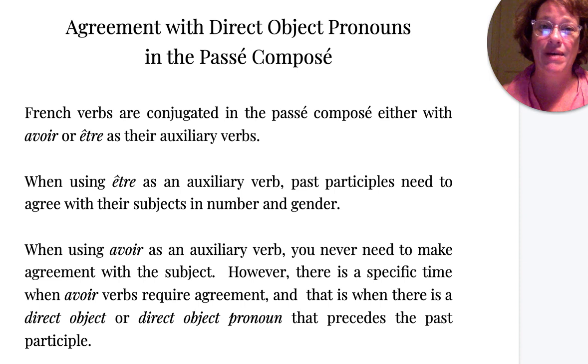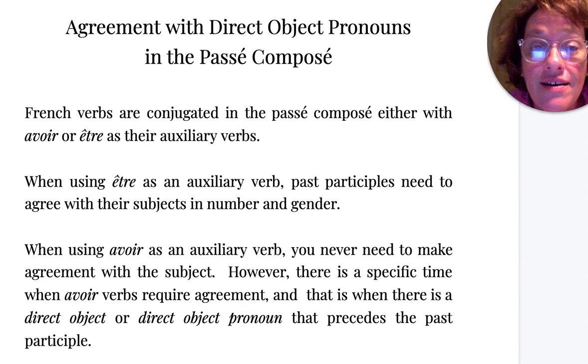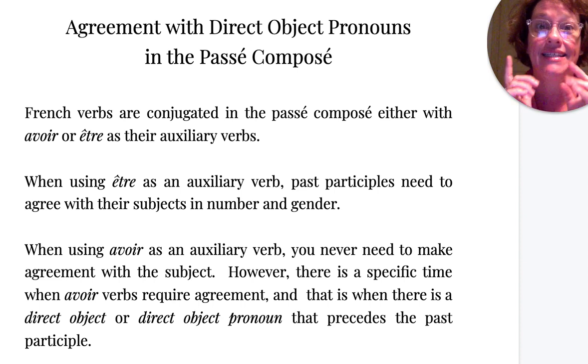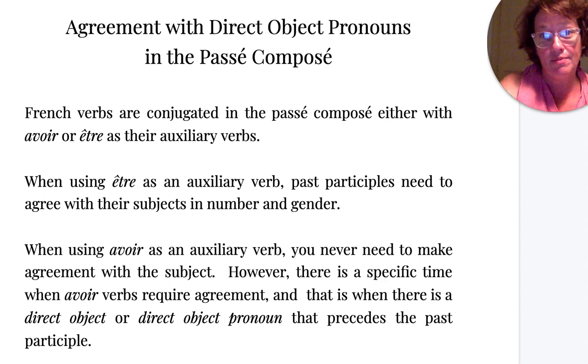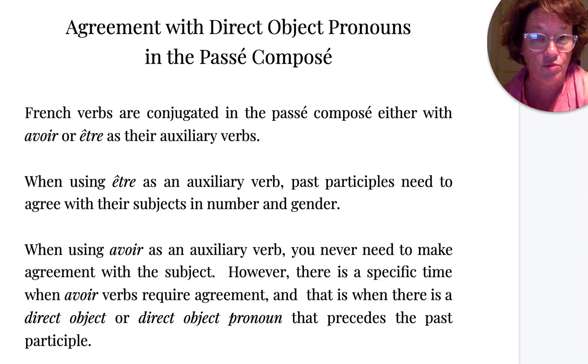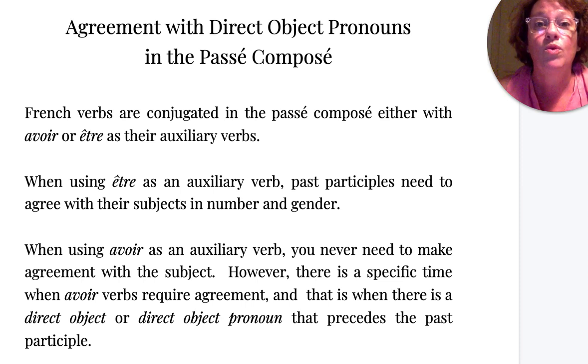Today we're going to talk about times when avoir is your helping verb, and guess what? You make agreement. But here's the deal. The rule has not changed. You're still not making agreement between the past participle and the subject or subject pronoun. This time, we're talking about direct objects.